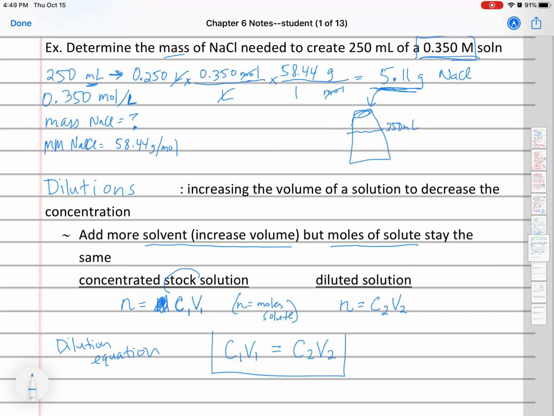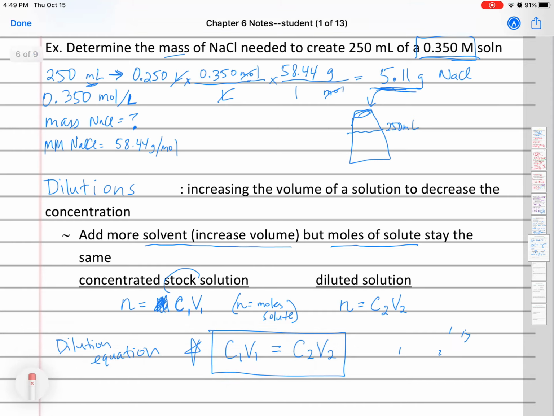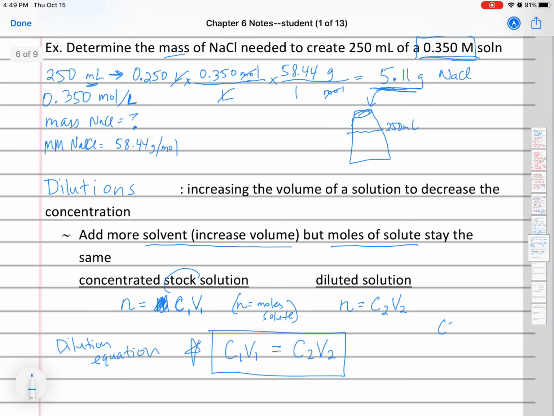And whenever you have a dilution problem, this is the formula that you want to use. C1V1 equals C2V2. Sometimes you'll see it written as M1V1 equals M2V2, where M stands for molarity. But the concentration does not have to be in molarity. It can be in any unit. So I prefer this more universal form. So just to map it out, C equals concentration, and V equals volume.